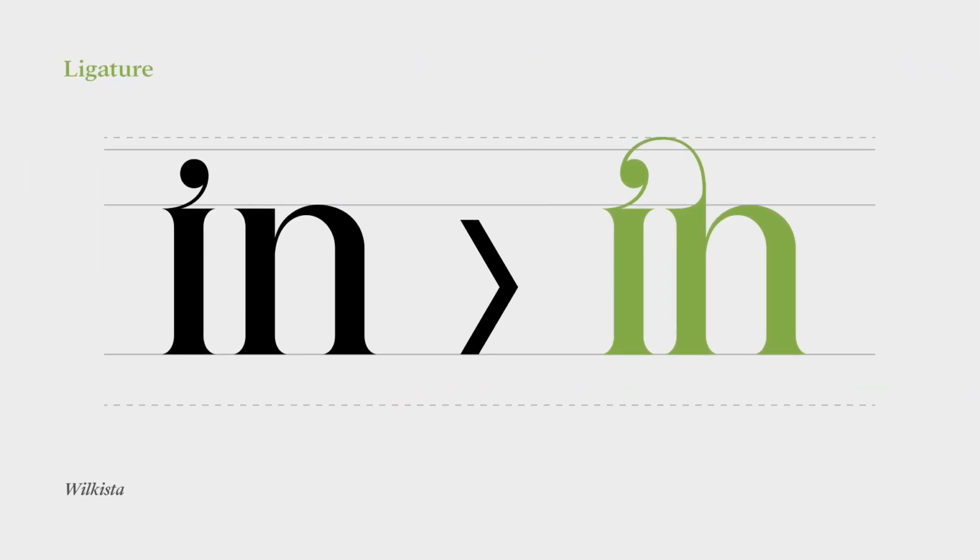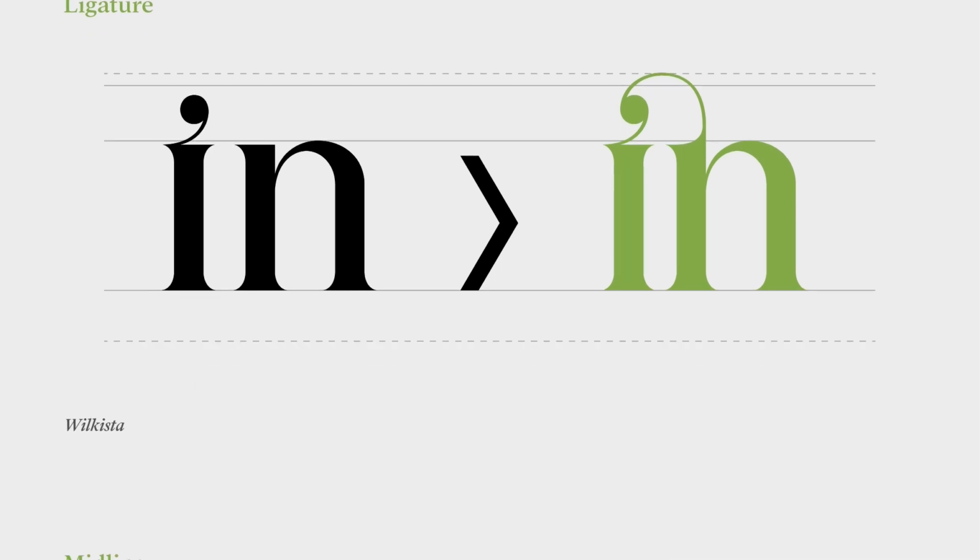L is for ligature. A ligature is a special character that's the result of a combination of two individual characters. Some letters can bump into each other when printed. Ligatures allow them to flow better together. And sometimes we can find three-character ligatures.